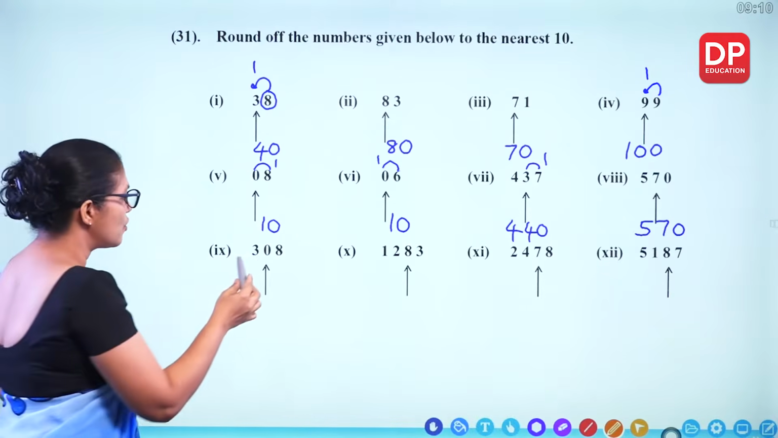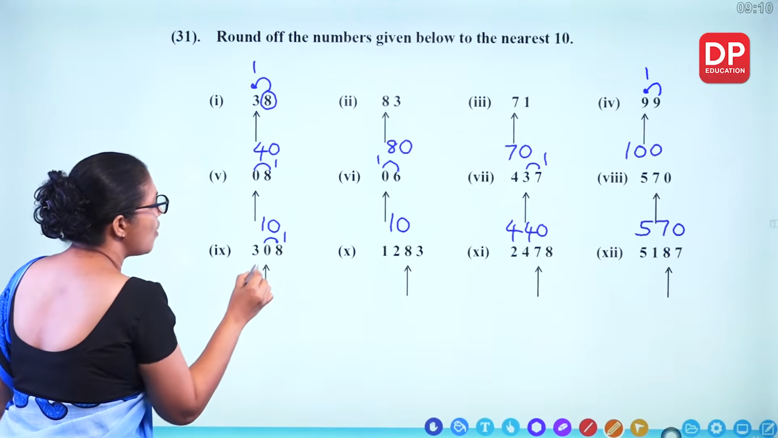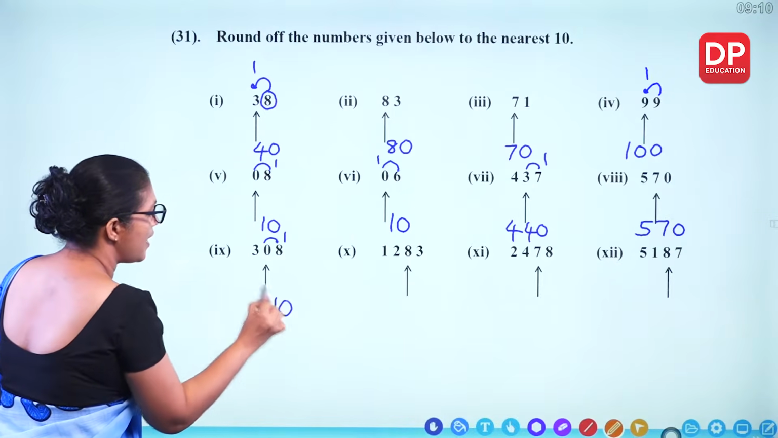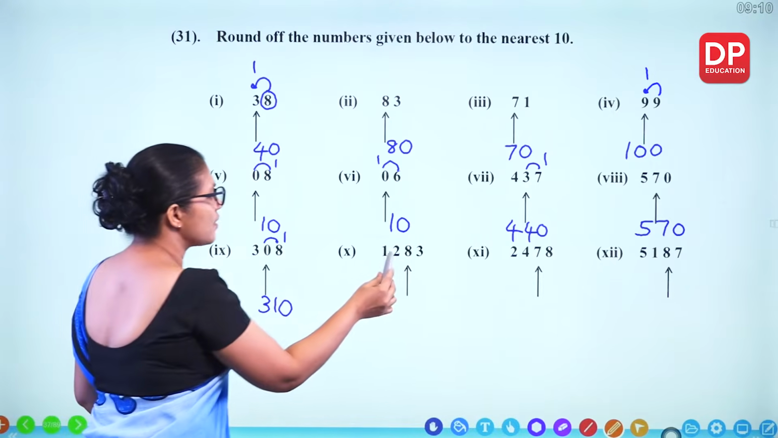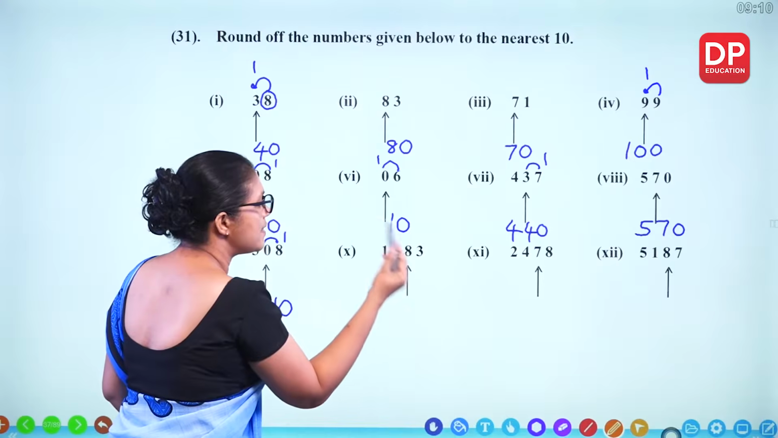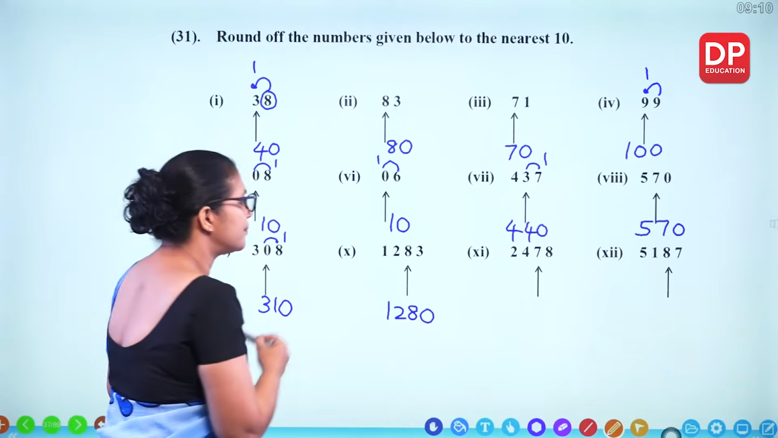308, the digit 8 is more than 5. So you are adding 1. So 310 is the nearest tens value. This one, 83, the number is less than 5, so you are not adding, so put 0 for that.